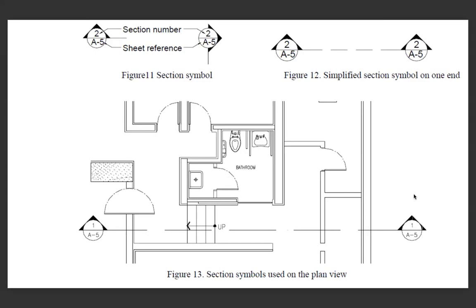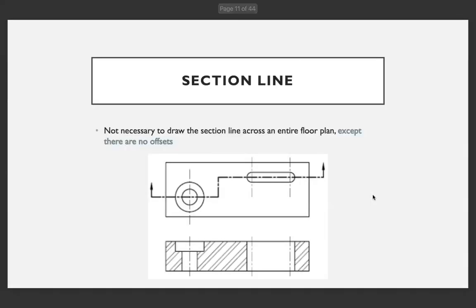And as you can see, there are some numbers. Like 1 here means section number, and the other one, A5, is a sheet reference, which is giving us information about which page this section belongs to. As you have learned in previous lessons, a section line doesn't have to be straight. It can have some offsets so that we will be able to see what we intend to show to the customers or people who will do the production.